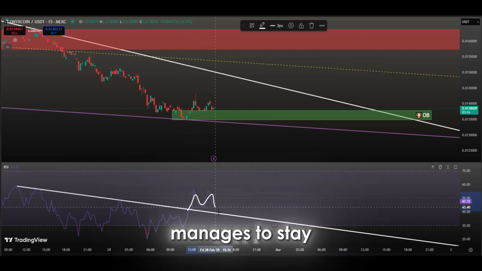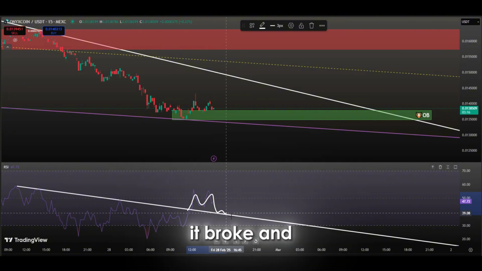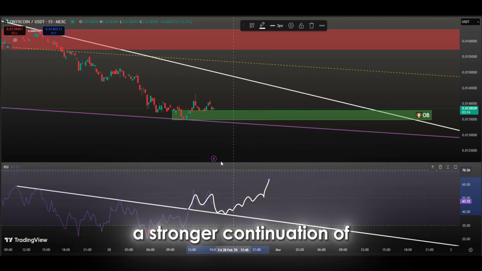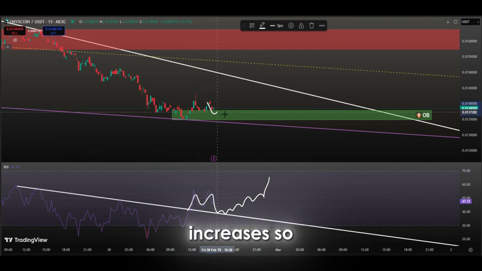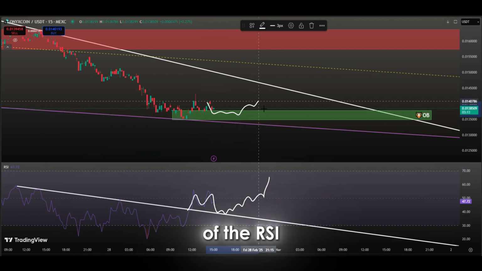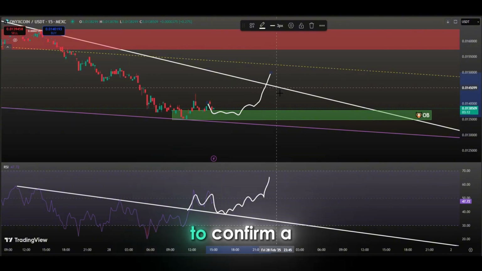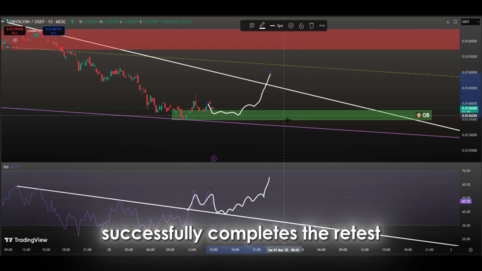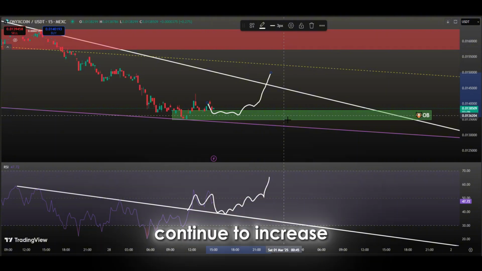If the RSI manages to stay above the falling trend line it broke and receives an upside reaction, the probability of a stronger continuation of the uptrend increases. So the current movement of the RSI is at a critical stage to confirm a trend reversal. The RSI broke this trend and showed a sign that the price will go up, and if it successfully completes the retest, the RSI will continue to increase, so the price will increase with the RSI.